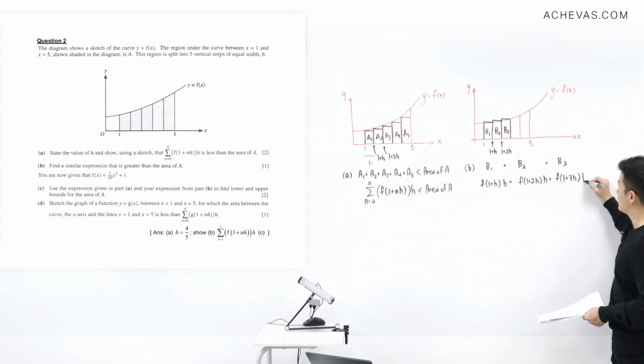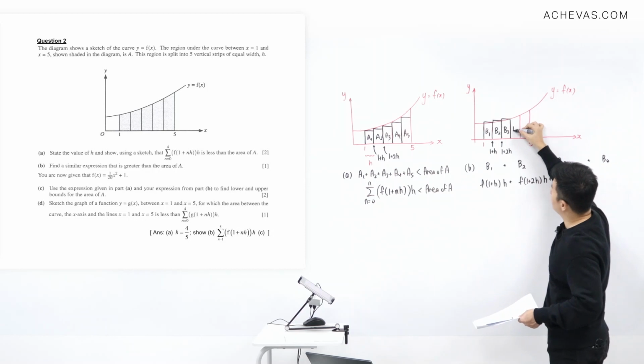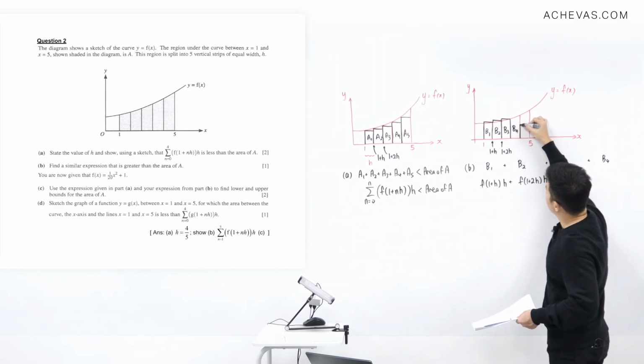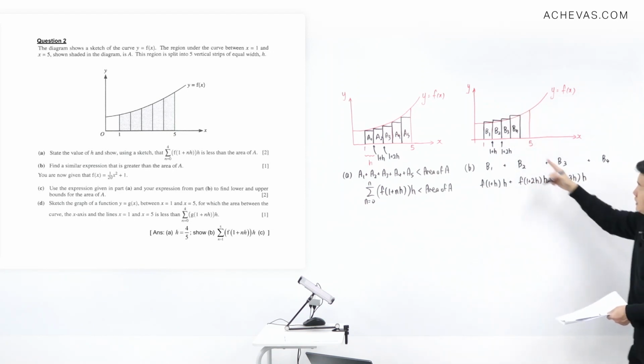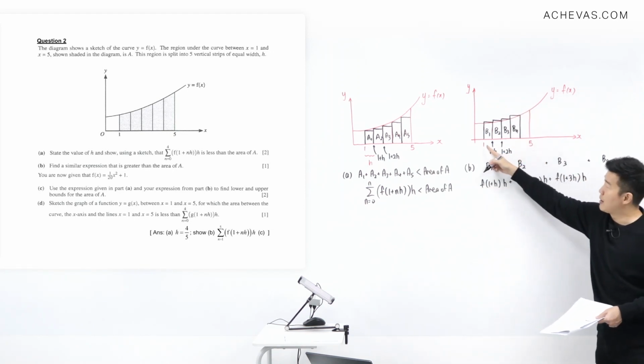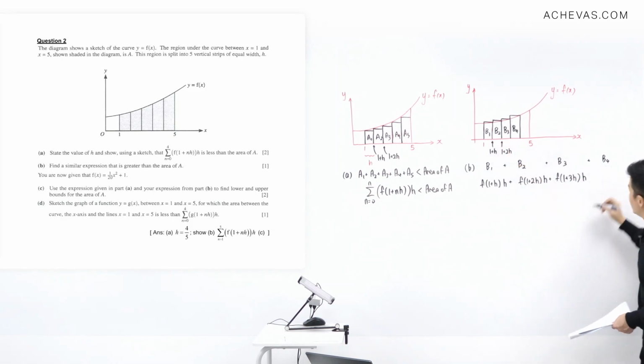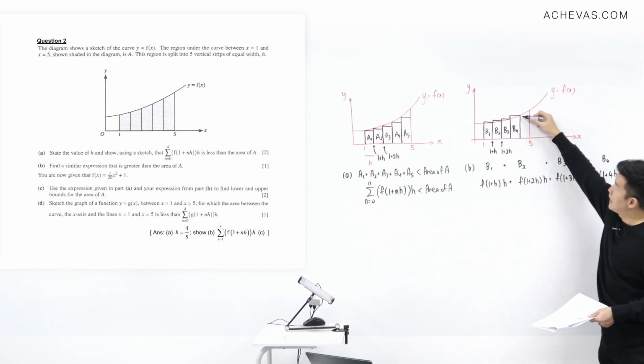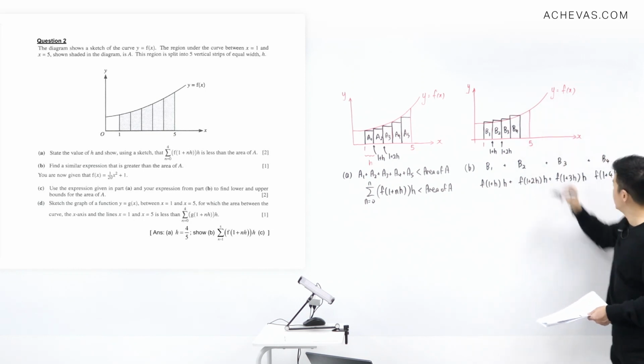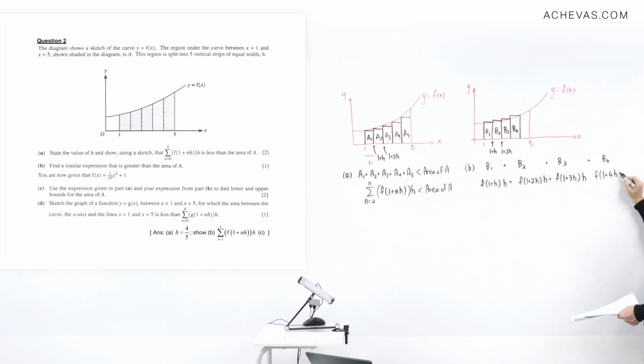Then plus the next rectangle, which I'm going to name B4, this rectangle here. For B4, the x coordinate is 1 plus h plus h plus h plus h, which is 1 plus 4h. The y coordinate of this point is f(1 plus 4h), multiplied by h. And I'm going to add B5, which is going to be the last rectangle.